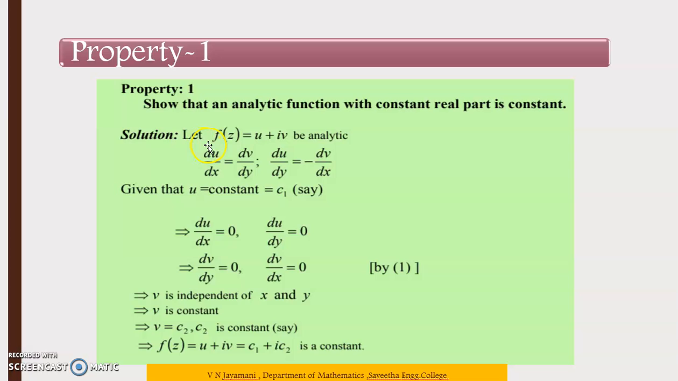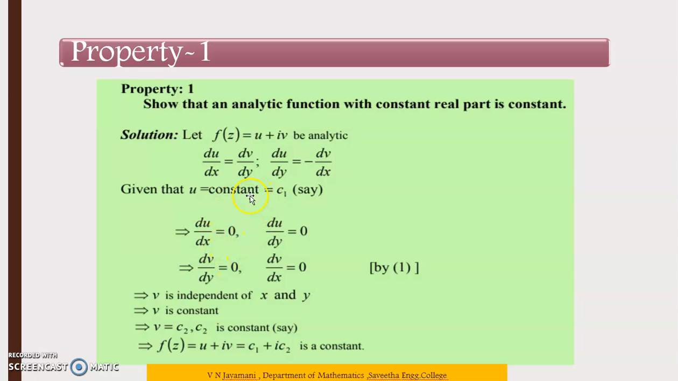Proof: let us consider f of z equal to u plus iv, which is analytic. The CR conditions are du by dx equal to dv by dy, that is Ux equal to Vy, and Uy equal to minus Vx. Given that u is a constant, for our convenience we choose c1. Differentiating u with respect to x, we get 0. Differentiating with respect to y, we get 0.